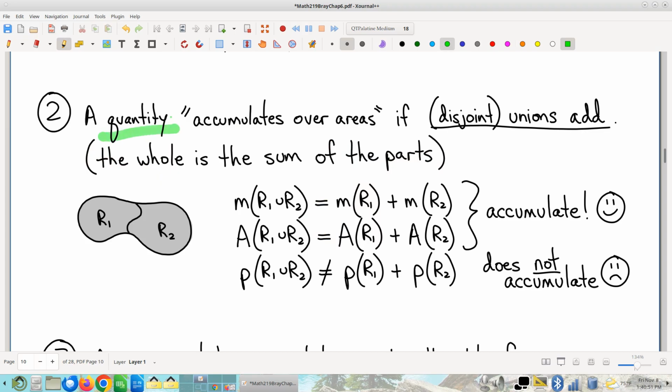But not every quantity that you can define on areas will necessarily behave that way. And I think perimeter is a lovely counterexample. The perimeter of this whole region doesn't include this little dividing line in between, right? But if you cut it into two pieces and you look at the perimeter of the left and the perimeter of the right, both of those perimeters do include this sort of dividing line in between, right? So the whole is not the sum of the parts.